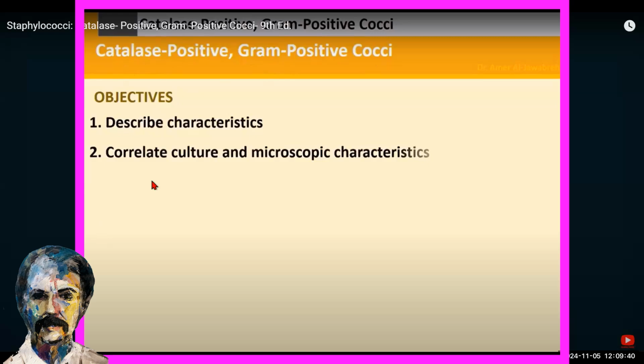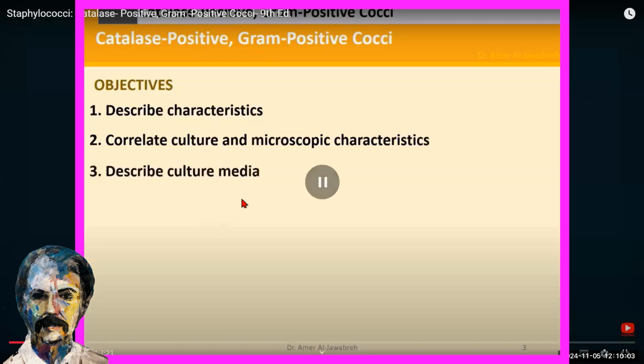Make a gram stain, look under the microscope, do a direct wet mount maybe, and make a correlation. Or let's say, make a sediment for the urine. You see lots of bacteria, most probably you will get a positive culture. So you have to make correlations. And these correlations are very nice because it means that you are aware of what's going on. Describe culture media as we did just minutes ago. So here we have culture media, but for the bacteria itself, the catalase positive, gram-positive cocci.